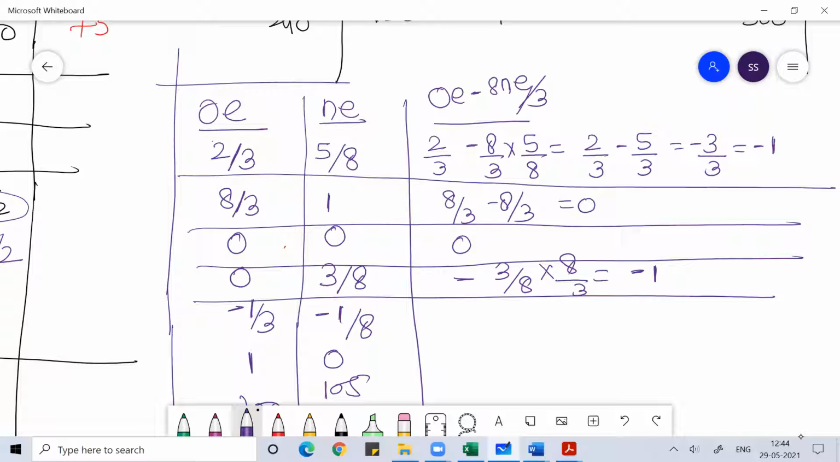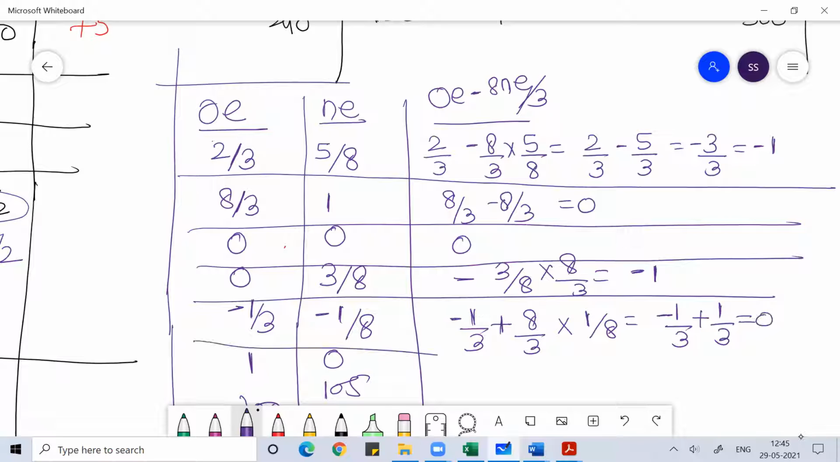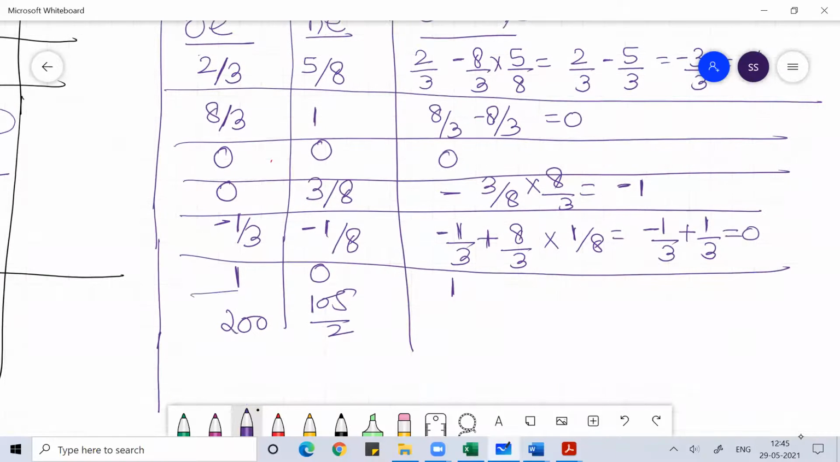Then this is plus 8 by 3 into 1 by 8. This is minus 1 by 3. 8 gets cancelled, plus 1 by 3. This will become 0. 8 gets cancelled. This is 1, 0. So this will be 1 only, because 1 minus 0. 0 multiplied with any number is 0 only.